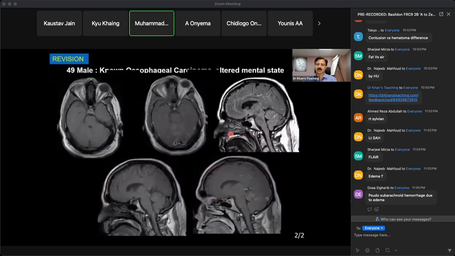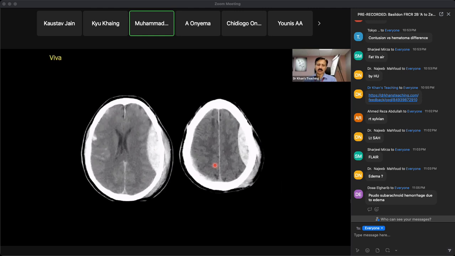And when you give contrast, then you can discriminate between the two, subarachnoid hemorrhage versus leptomeningeal process. And this is a FLAIR sequence with a high signal, and on enhancement, it enhances. And this is esophageal carcinomatosis. So these cases I have shown you previously.